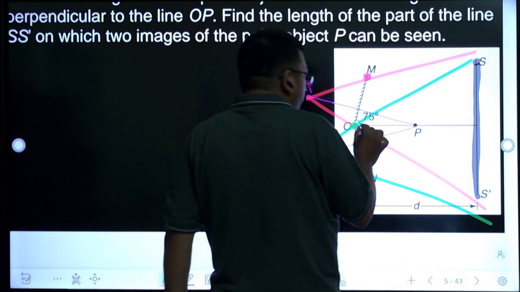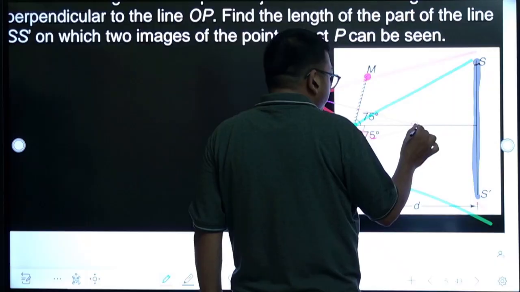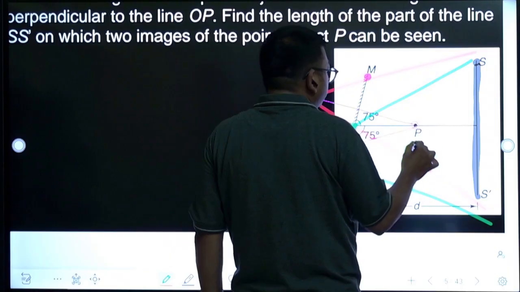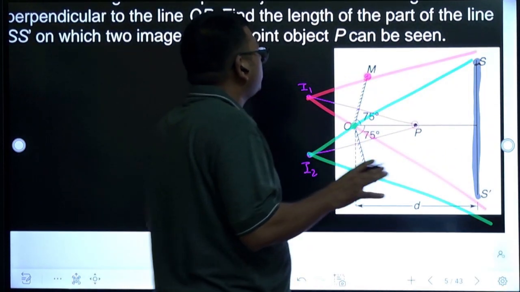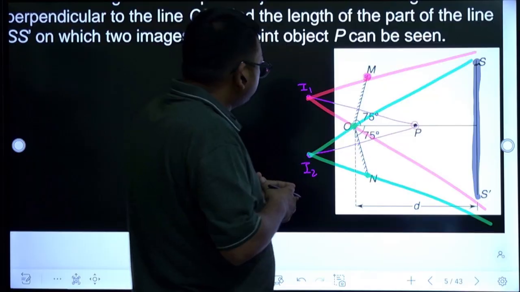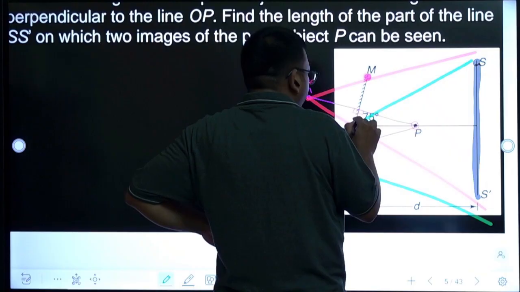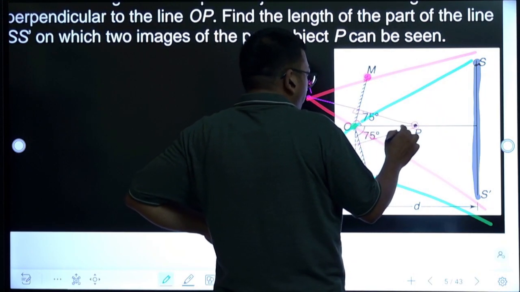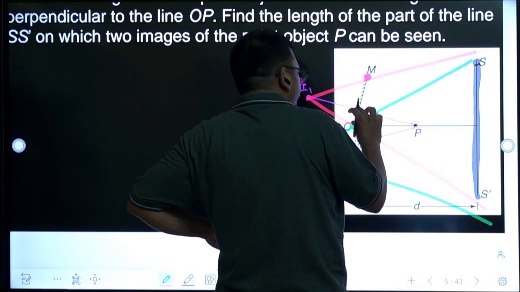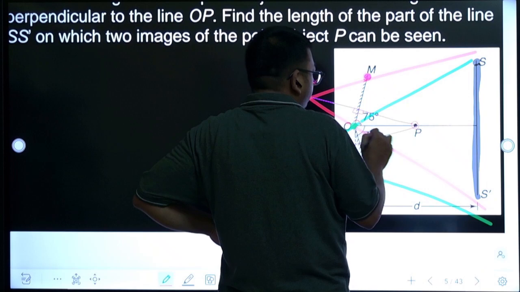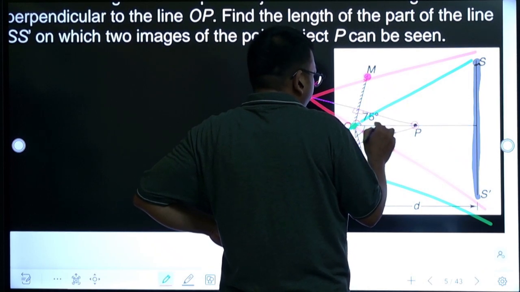But definitely they have not given the distance of P. So if I take half, with that I can proceed. That is one way of doing that. But if I proceed with that, note that here I have to take 90 degrees. So this angle 75 is theta. And if I take d by 2, this I have to take as d by 2 cos theta and this I have to take as d by 2 sine theta. Right? That's how I can do, isn't it?